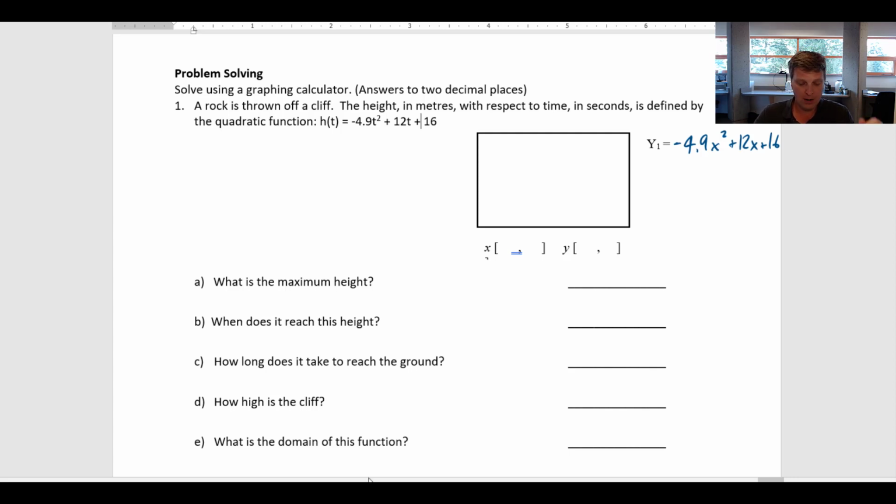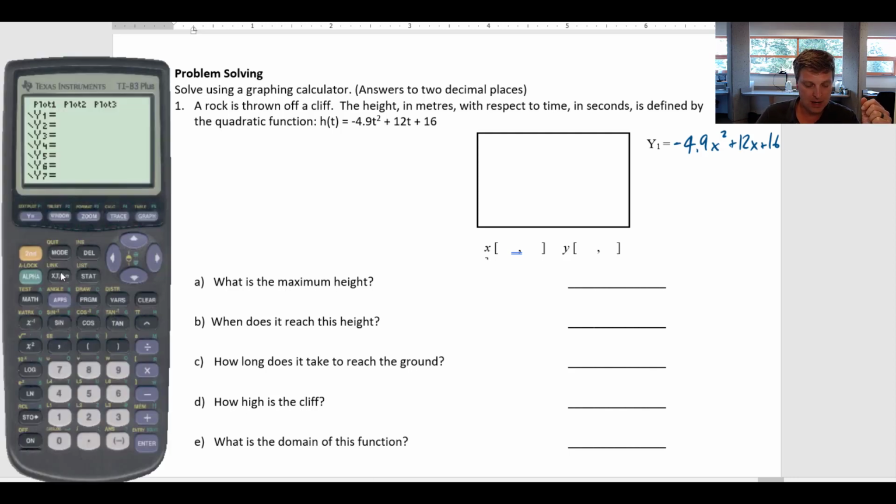Now, when I put that into my calculator, it doesn't matter that I use t or x or anything, so I'm just going to use the x variable. I know that corresponds to the time in this case. So -4.9x squared plus 12x plus 16. And let's see what this looks like. So when I hit graph, it's going to return a value that looks like this.